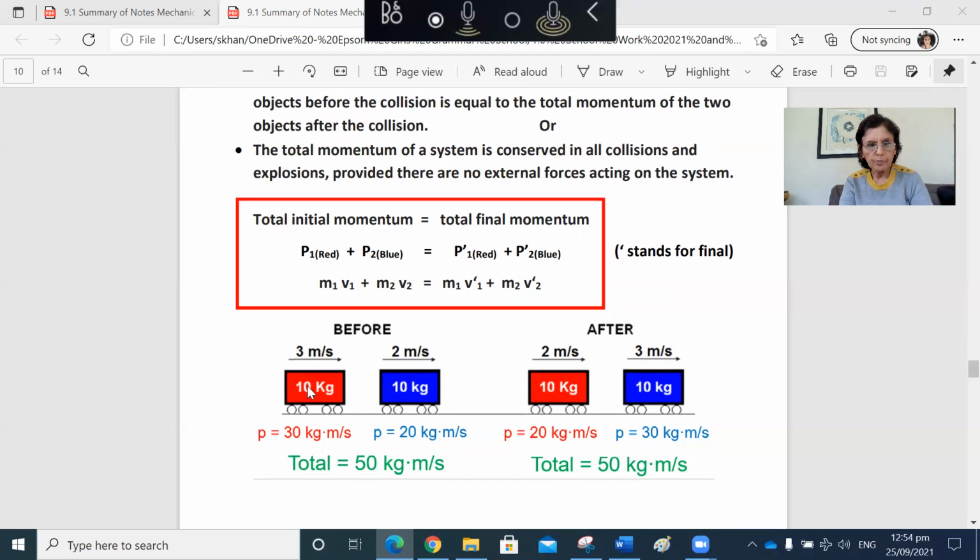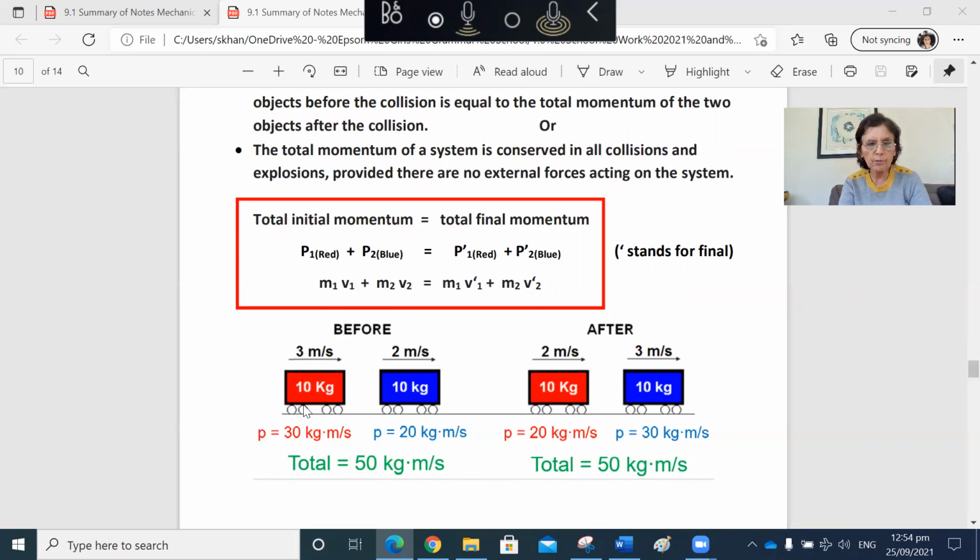So, for example, this 10 kilogram cart was moving with 3 meters per second. It collides with the blue cart that was moving with 2 meters per second. After the collision, the blue cart moves at 3 meters per second, and the red one moves with 2 meters per second. So momentum of this cart before the collision was 30. The blue cart had a momentum of 10 times 2, 20. That means total momentum was 50. So total momentum after the collision is still 50, 20 plus 30, which makes it 50.